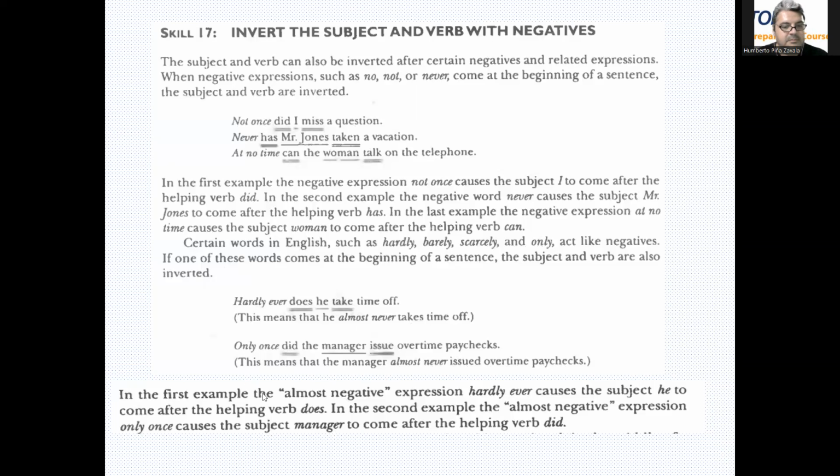In the first example, the almost negative expression hardly ever causes the subject he to come after the helping verb does, the auxiliary verb does. In the second example, the almost negative expression only once causes the subject manager to come after the helping verb did, the auxiliary verb did.